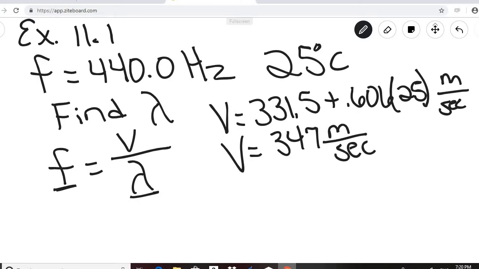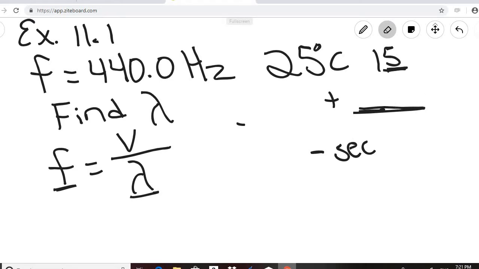Okay, let's look at the significant figures. So the first thing we have to do is multiply this, and when we multiply that, we have to round it to two significant figures, so this gives us 15. Then when we add this to it, because we're adding now, we can only go out to the ones place because this one only went out to the ones place. So 347 meters per second is the velocity. Okay, so let me erase this.